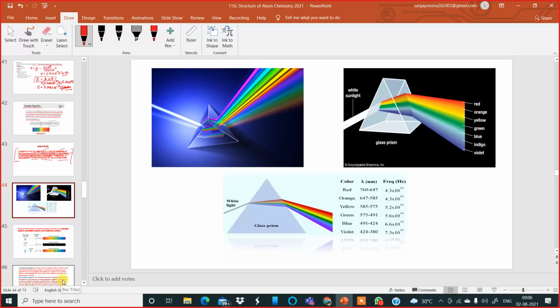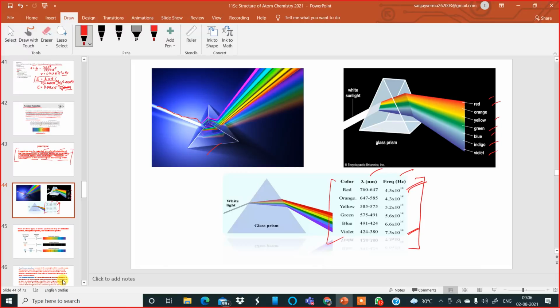Now, moving further to our next slide, have a look at this diagram. White light is falling on a prism and it is dispersing into the 7 colors, R O Y G B I V. Same thing here also: red, orange, yellow, green, blue, indigo, violet, and the corresponding wavelength and frequency is given. Please remember the upper limit for red light and the lower limit for violet light, in terms of frequency and wavelength.